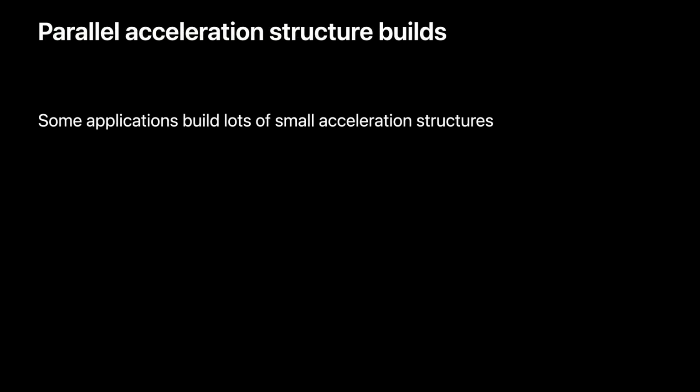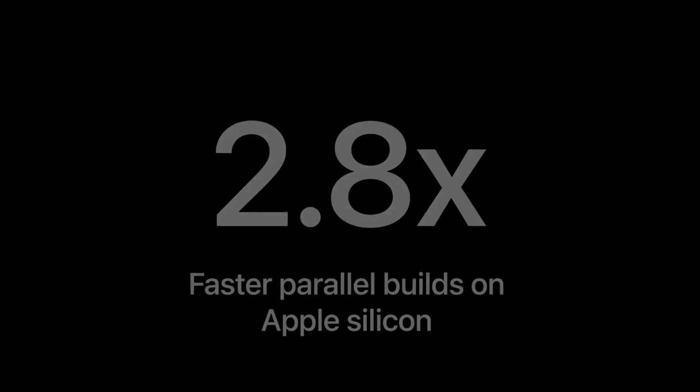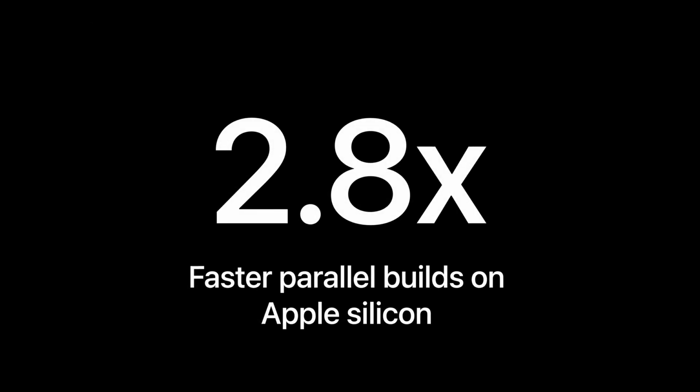Some applications build hundreds or even thousands of small primitive acceleration structures. These small builds don't do enough work individually to fill up the GPU, resulting in long periods of low GPU utilization. Therefore, multiple builds are now automatically performed in parallel whenever possible on Apple Silicon. This results in up to 2.8 times faster builds when they run in parallel.